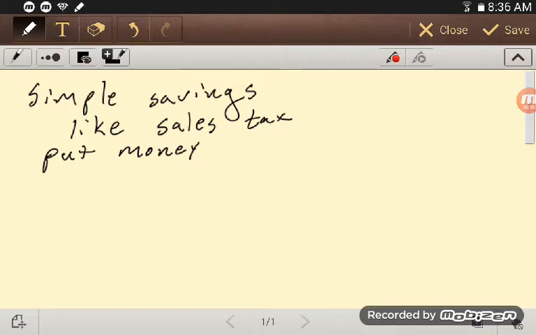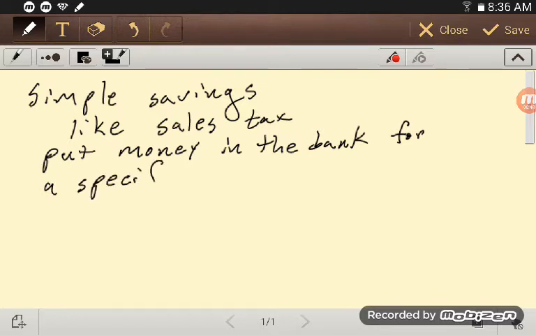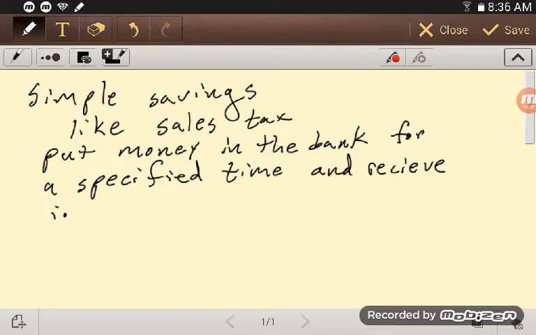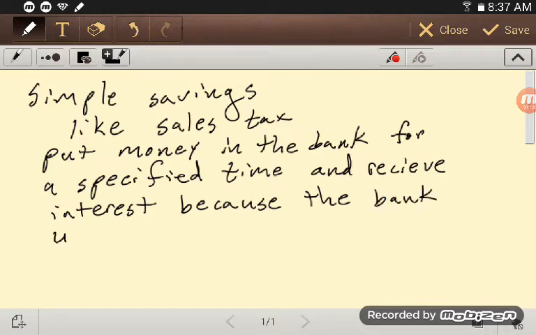money in the bank. Okay, so we put money in the bank for a specified time, and we receive interest because the bank uses our money.